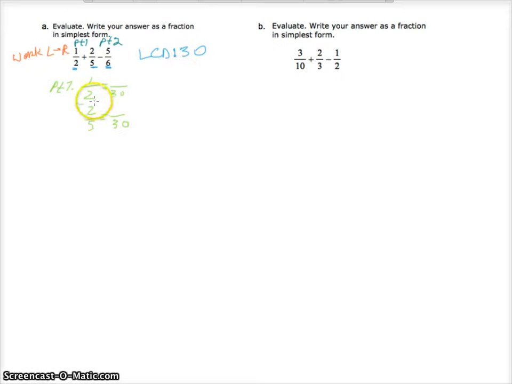From 2 to 30 will be by 15. So I have to do the same to the top. So 1 times 15 is 15. From 5 to 30, I've got to go by 6. Whatever I do to the bottom, I do to the top. 2 times 6 is 12. So now I have 15 minus 12. 15 minus 12 is 3 over 30. Actually, this is supposed to be 15 plus 12.